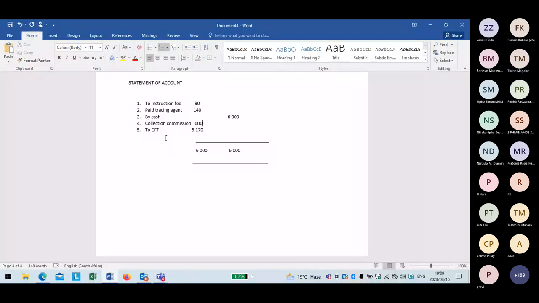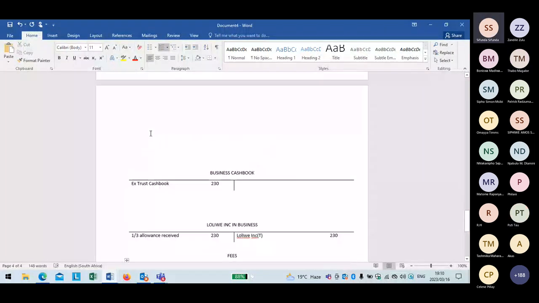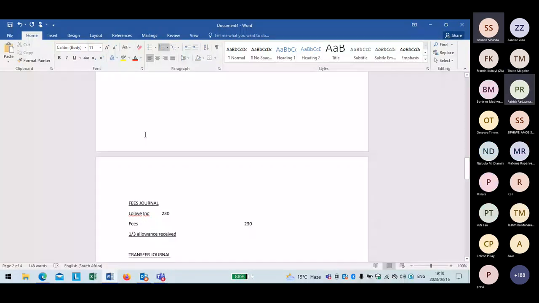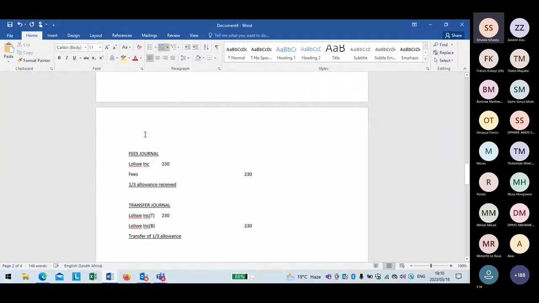Yes, we're paying it. Thank you so much for your clerical explanation. Prof, I just would like to ask you for a favor here. Please, if you could go to the fees journal of Lolliwe Inc., just before the transfer journal. I want to check something quickly. Here's the fees journal. You did not record? I recorded. I just wanted to follow up on something here, Prof.